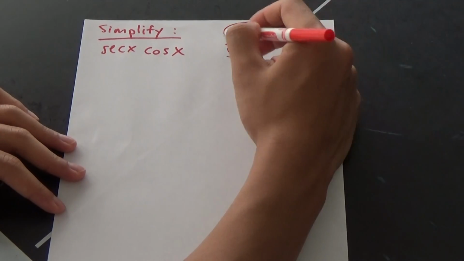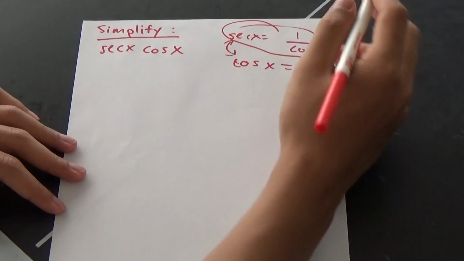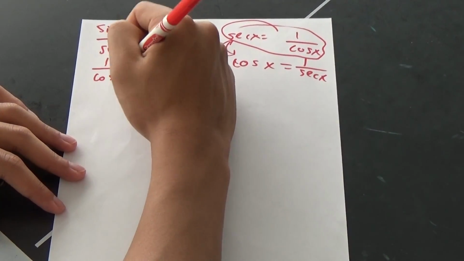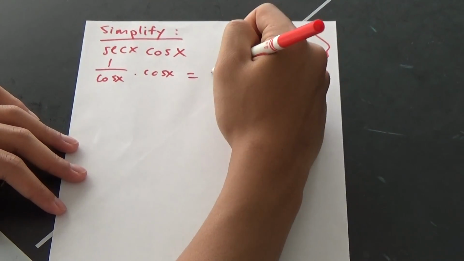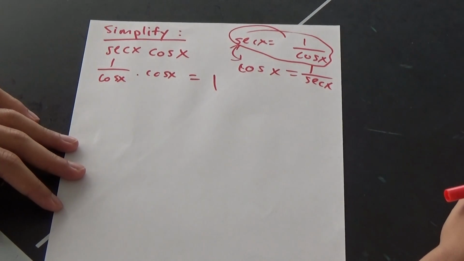So let's go ahead and use this identity. 1 over cosine x times cosine x. And that, of course, is 1. Easy enough.